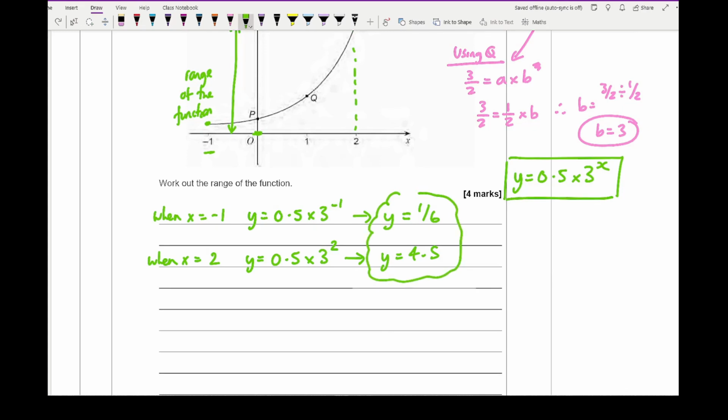So to work out the range of y, it's going to be between a sixth and 4.5, and it can equal those numbers, so we just put our equal sign, and there is my answer. Now instead of writing y, just remember that we're writing g of x because that's what it's asked us to find.